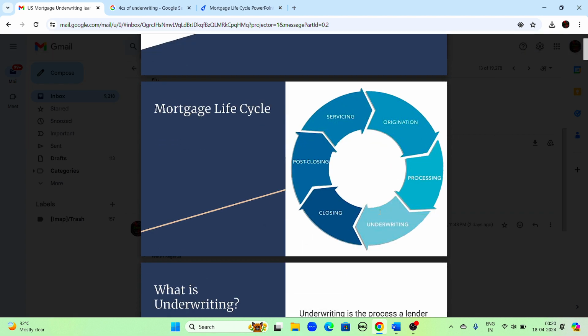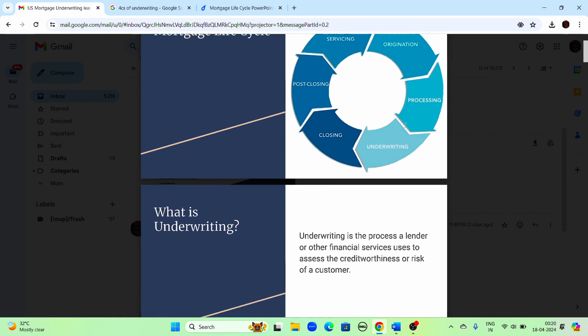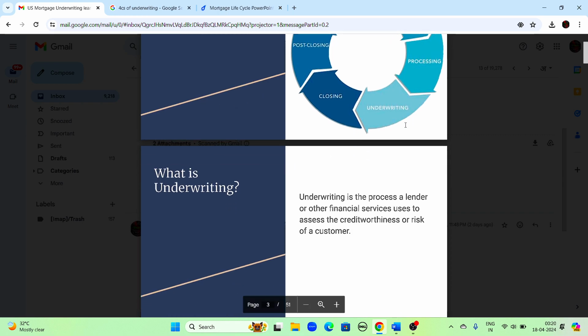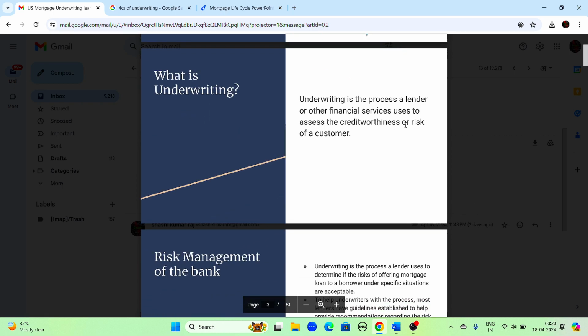We have a set of life cycle where from the loan processing it goes to underwriting, then closing happens, then post closing, then servicing, then origination. What is underwriting? Underwriting is a process a lender or any other financial services use to assess or check the credit worthiness or risk of a customer. Unless we check the credit worthiness, we will not be able to assess this underwriting procedure.